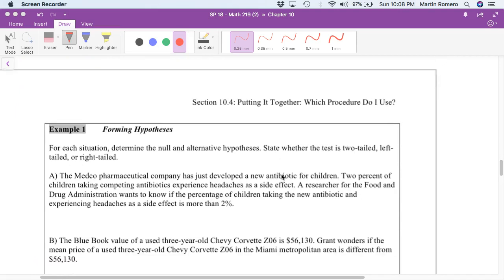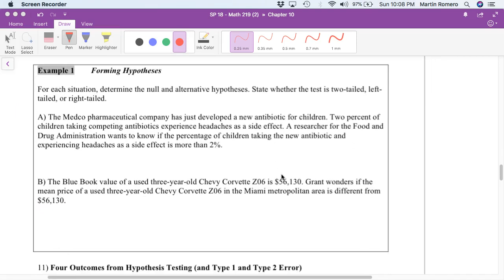Okay, let's look at another example of writing the null and alternative hypotheses and deciding whether it's a two-tailed, left-tailed, or right-tailed test. A pharmaceutical company has developed a new antibiotic. 2% of children taking medications experience headaches as a side effect. The researcher for the FDA wants to know if the percentage of children taking the new antibiotic who have a side effect is more than that.